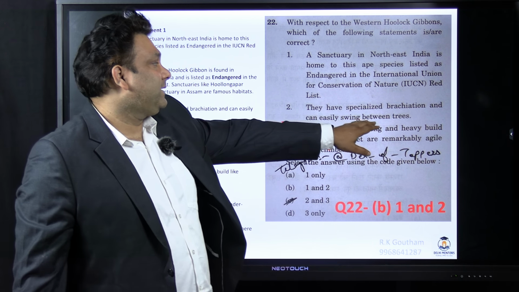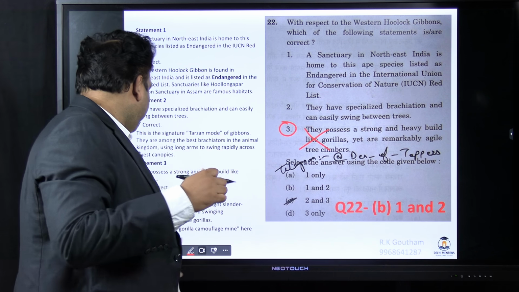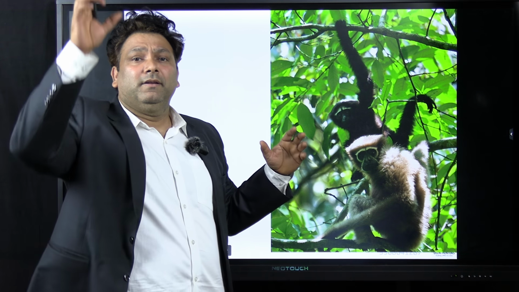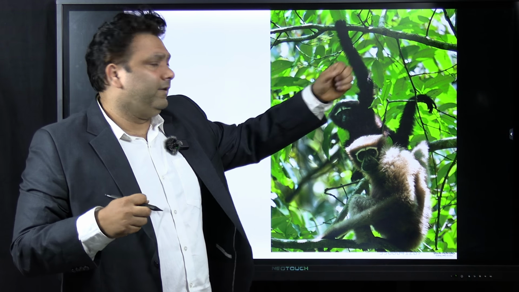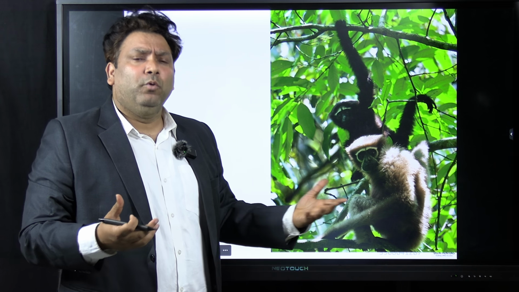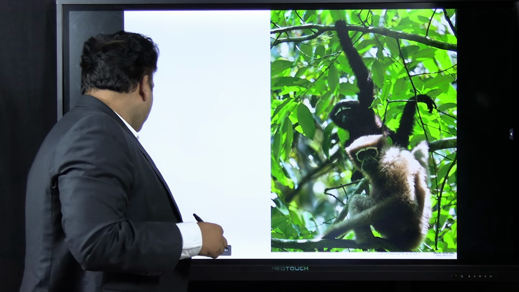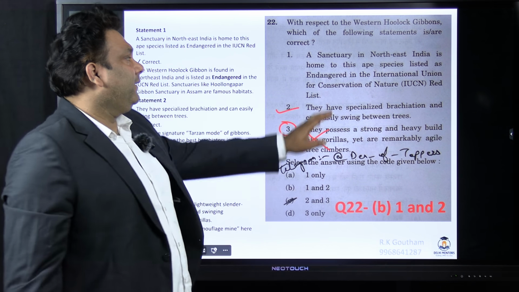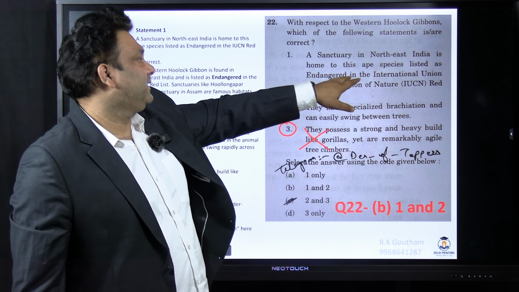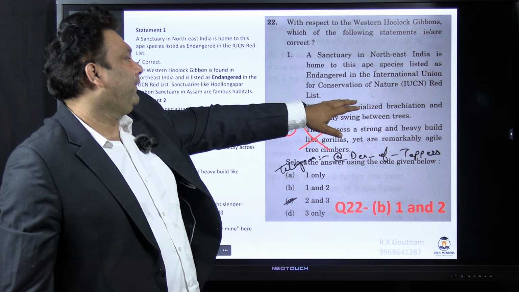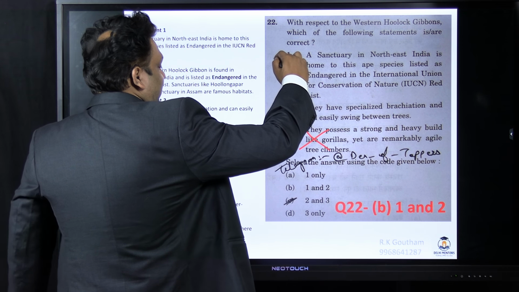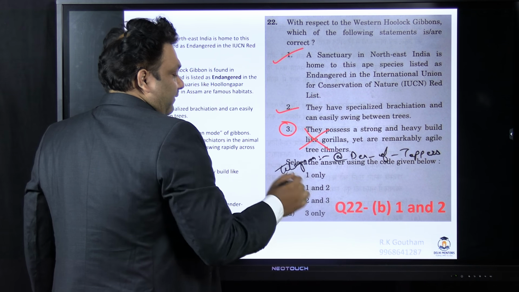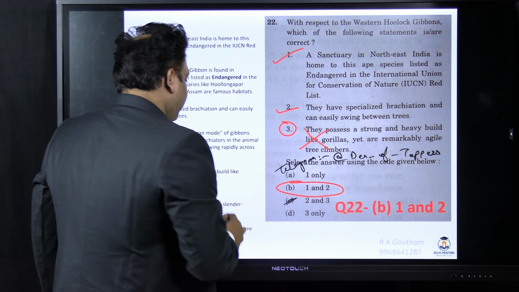They are specialized, and easily swing between the trees. In fact, these animals are arboreal, which will be living on the trees, so they'll be able to hang on the trees. So this statement is right. So sanctuary in the northeast is the home to this ape species listed in endangered in the IUCN red list. This statement is also right. So statement 1 and 2. So the option is B here.